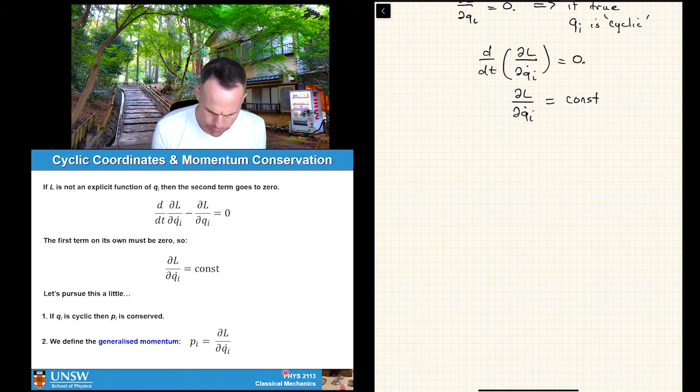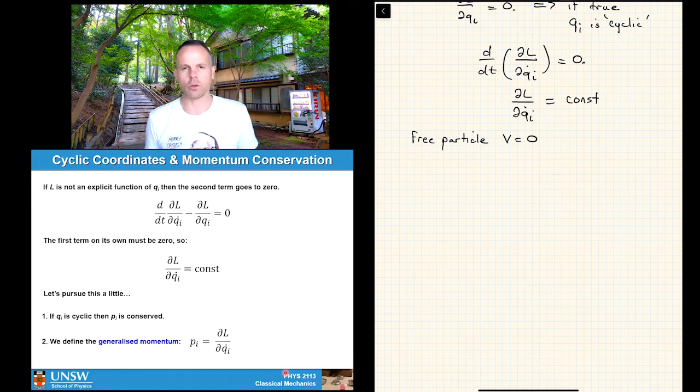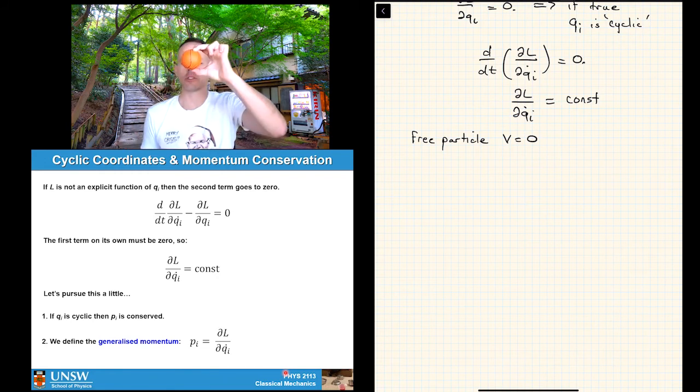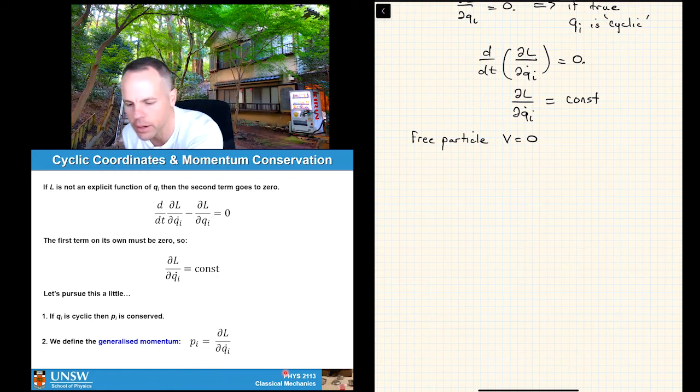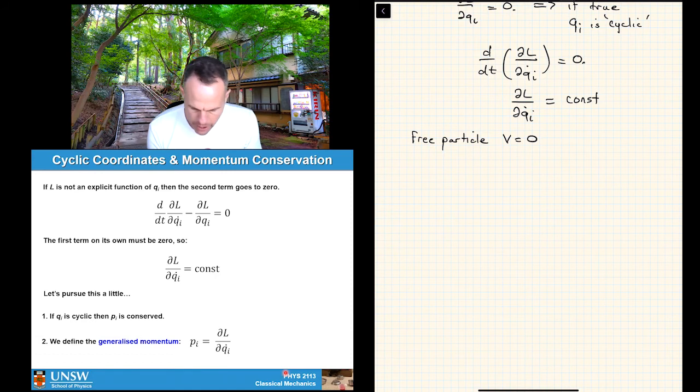So let's just have a free particle. And this time what we're going to do is actually set our potential to be 0. So you can imagine just an empty universe with my little rubber basketball just sitting there floating in it, okay? Now our kinetic energy term is still going to be the same as it was before, a half m times x dot squared plus y dot squared plus z dot squared.